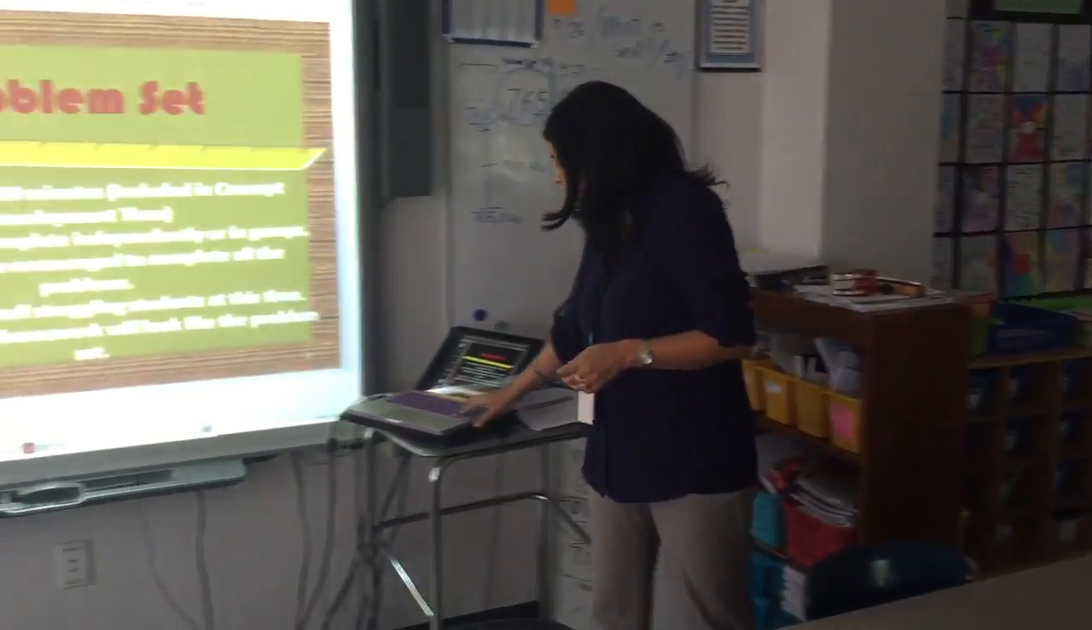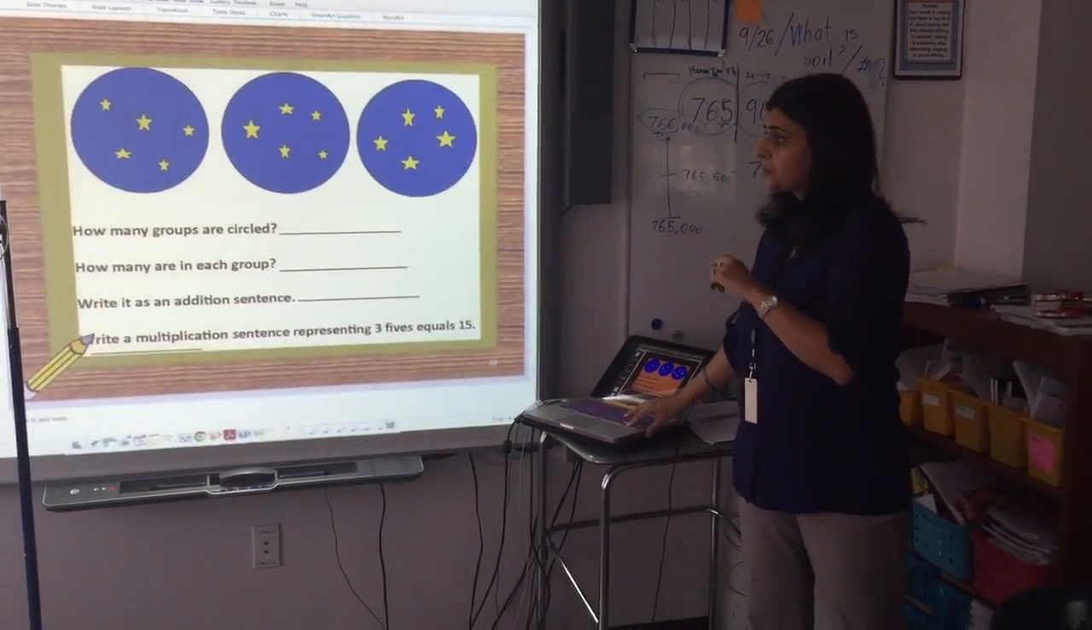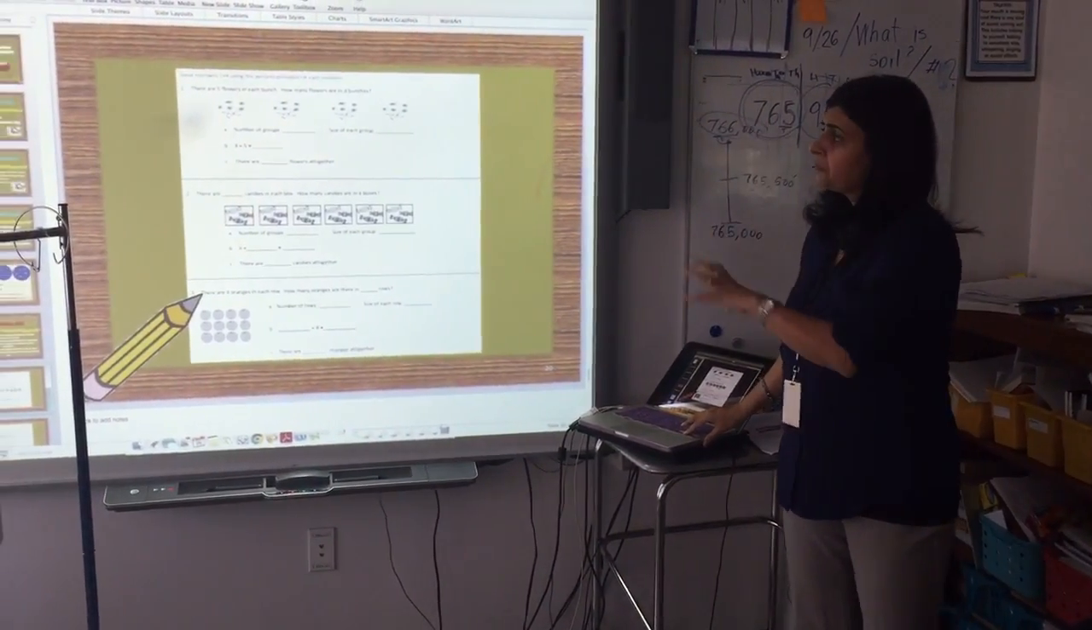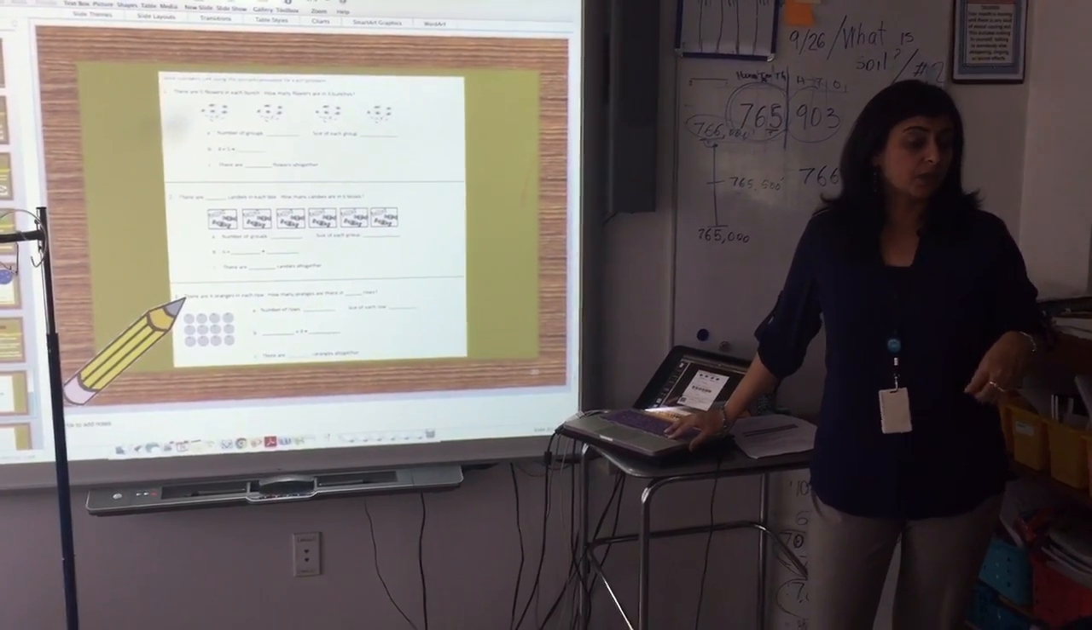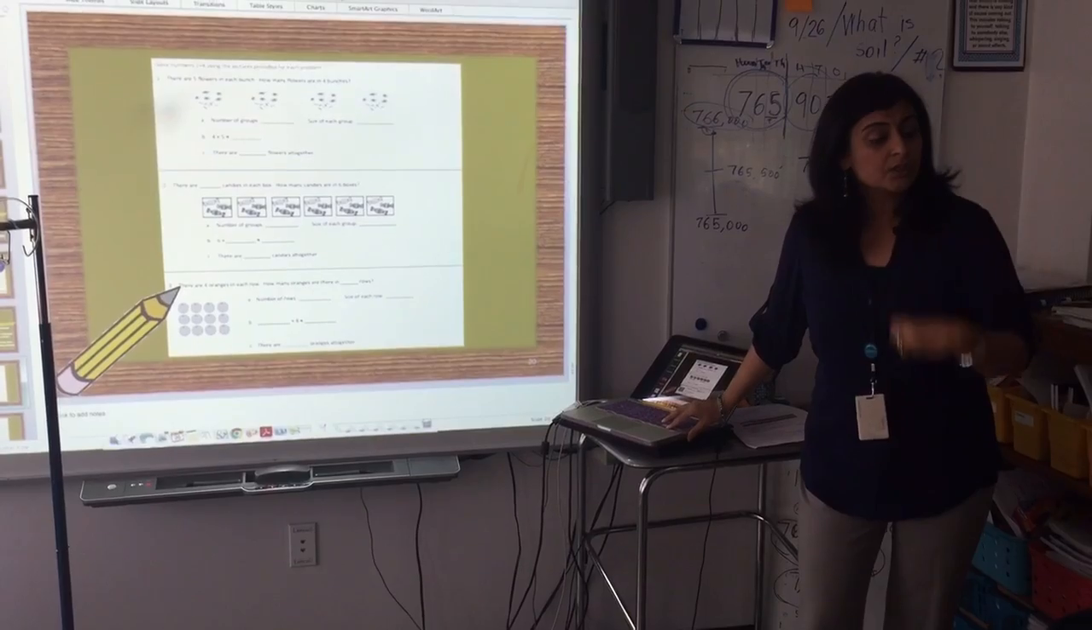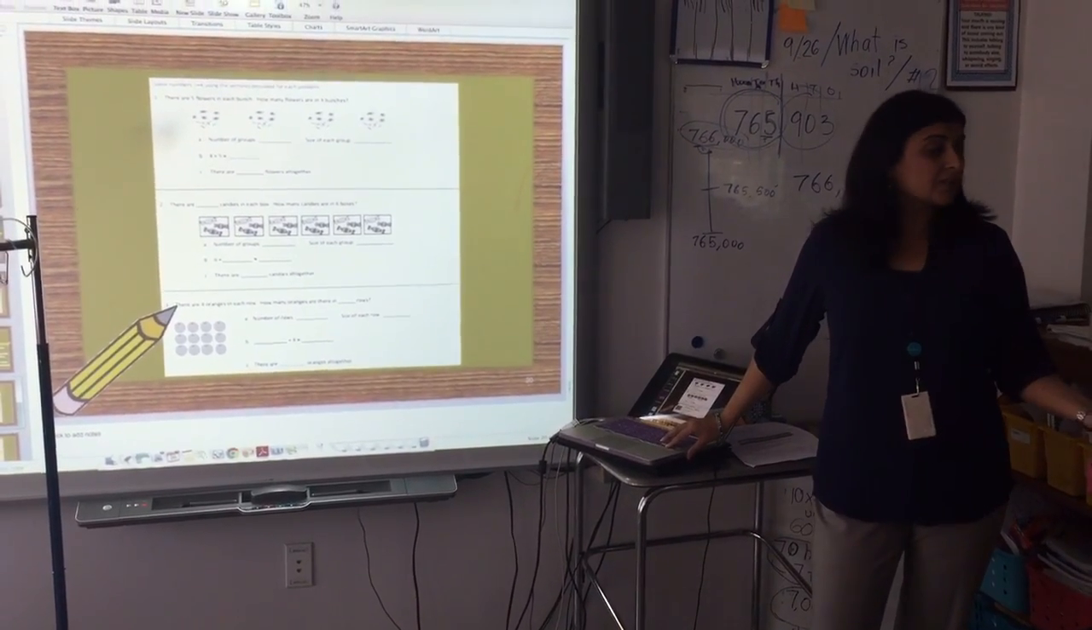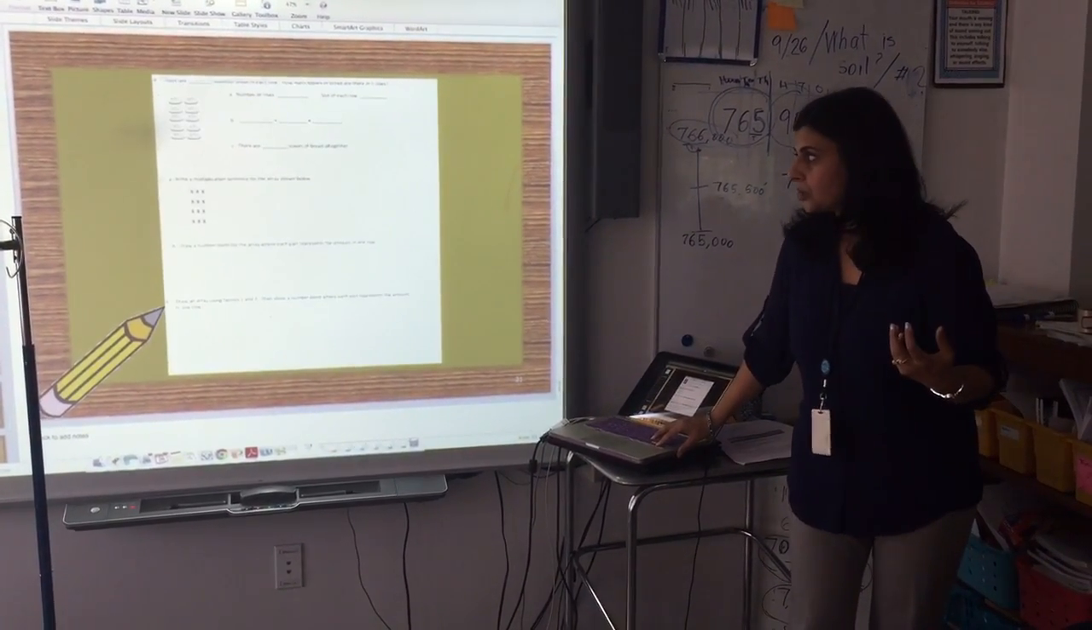Homework looks exactly like the problem set. The concept is similar and the layout is also very similar. So if the parents want to see what happened in the classroom, they have an option to do that.